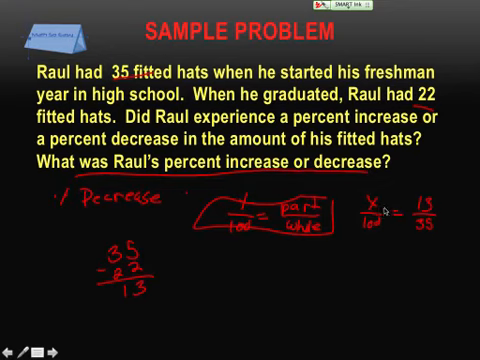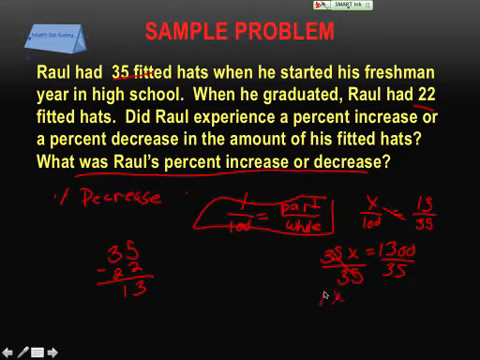What do we do now? Same script. 35 times x, 35x equals 100 times 13. That's 1300. Learn your rules. Multiplying by 100, keep it simple. Divide by 35, that gets rid of it. Divide by 35. Here we go.